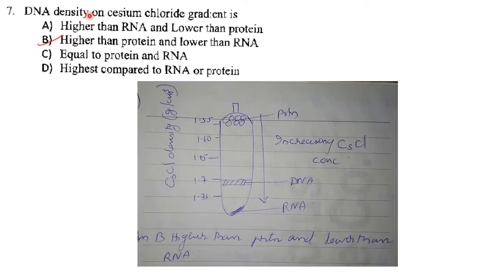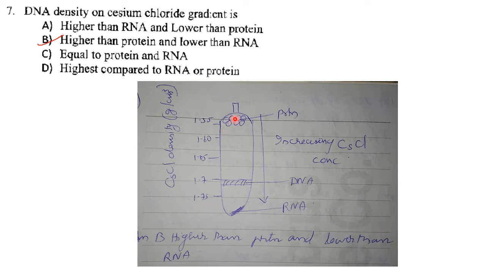The next one, density gradient cesium chloride. DNA density of cesium chloride gradient is. So this is the cesium chloride centrifugation tube, and it has got cesium chloride at different densities. That is from top to bottom it is increasing cesium chloride density concentration, that is gram per centimeter cube. So here you have 1.55, 1.60, this is 1.65, 1.7 and 1.75.